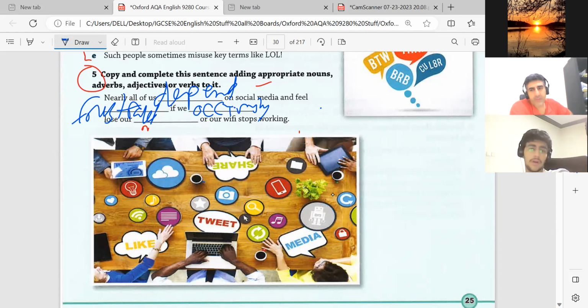Lose our phone charger. Lose our what? Phone charger. But how do we lose our phone charge? But this is related to connection. Lose or our Wi-Fi stops working. Because after or, Akram, it means the same meaning but in different words. So Wi-Fi stops working means what? Connection. You lose connection. Lose our signal or connection. Exactly, you can say signal or connection. That's it.